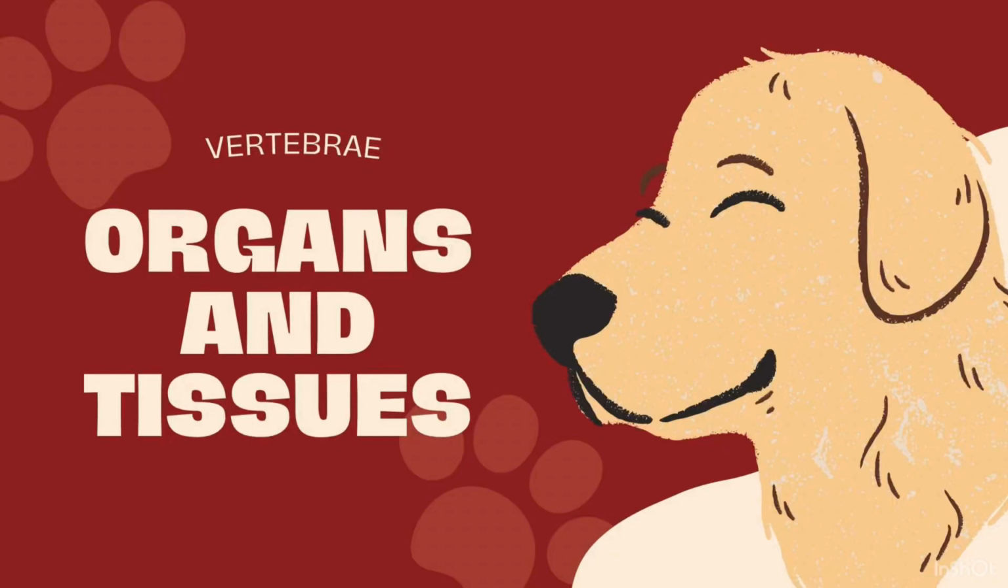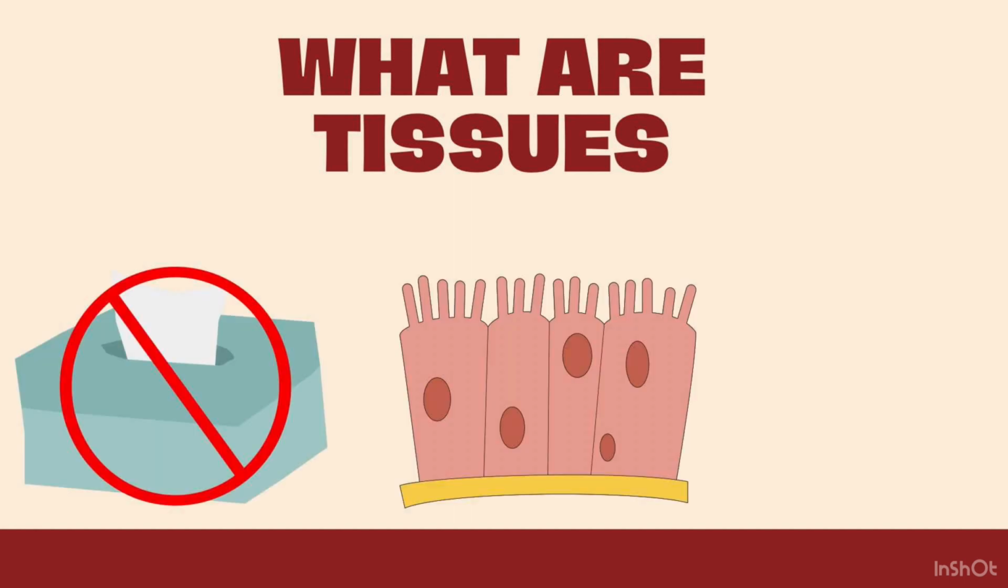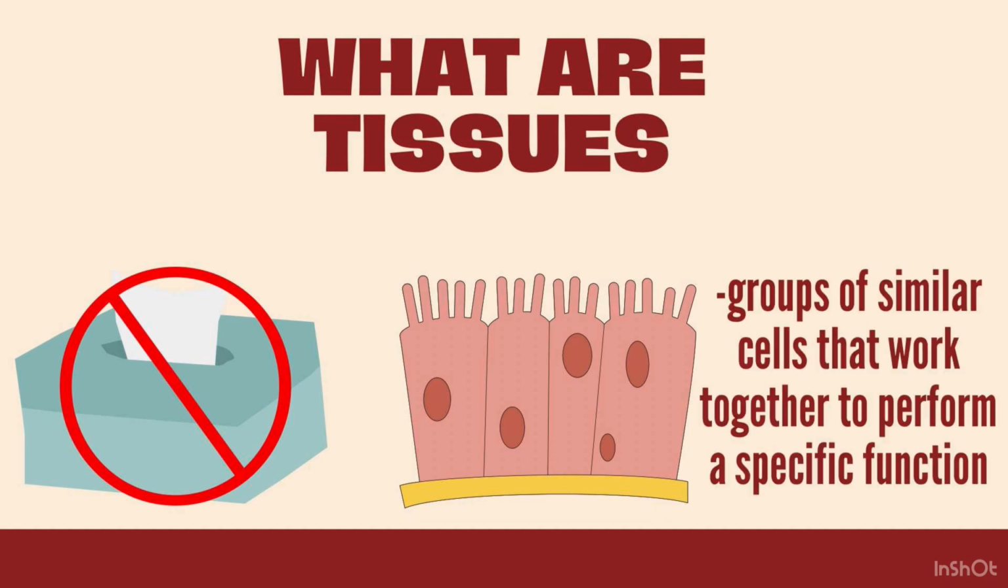Today we're going to be looking at organs and tissues of vertebrates. So first let's look at tissues. What are tissues? And no, I'm not talking about the tissues that you use to wipe your snot. I'm talking about the tissues in your body. Basically, tissues are a group of similar cells that work together to perform a specific function.